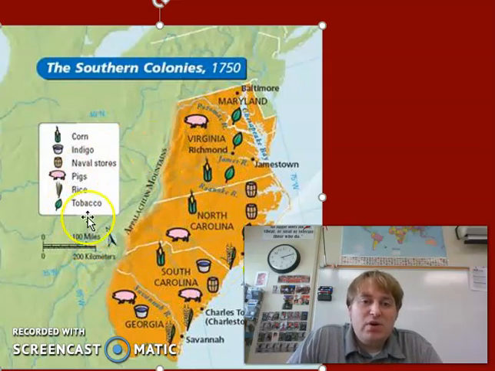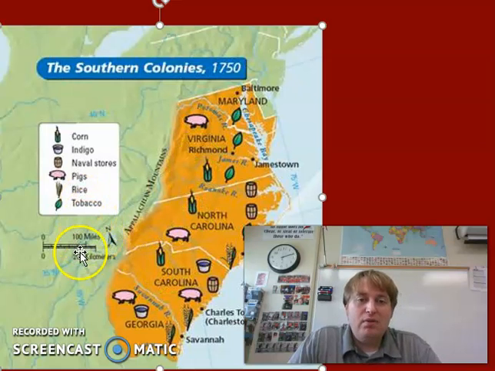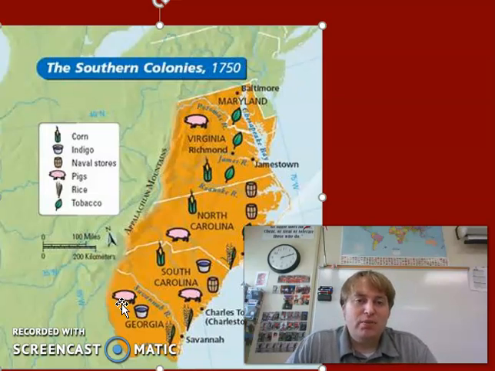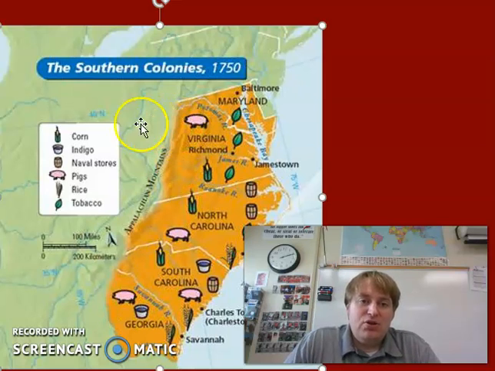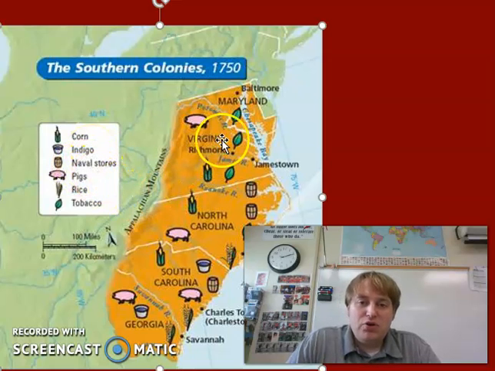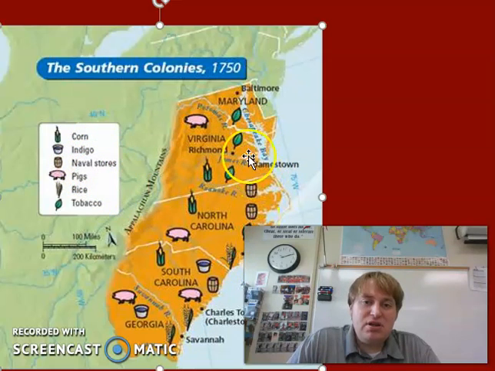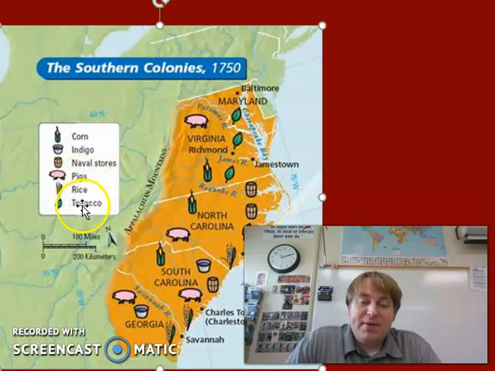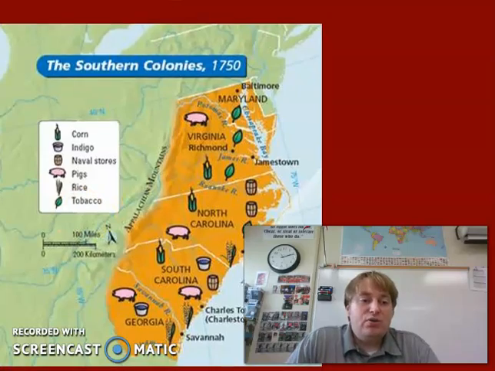And what does this map tell me? What is this map talking to me about? Well, it's mainly talking about the main jobs, like how people made their money. They were farmers. It was agriculture. That's the fancy word for farming. And so you have corn, you grow that. Indigo, that's a plant, so it's a flower. Naval stores, of course, still going to have naval stores because they do touch the ocean. Pigs, that's also farm. Rice, tobacco, those are all agricultural things.